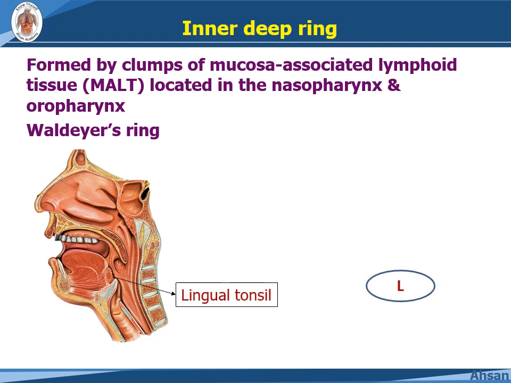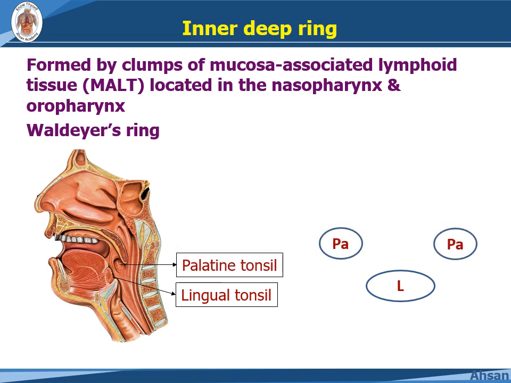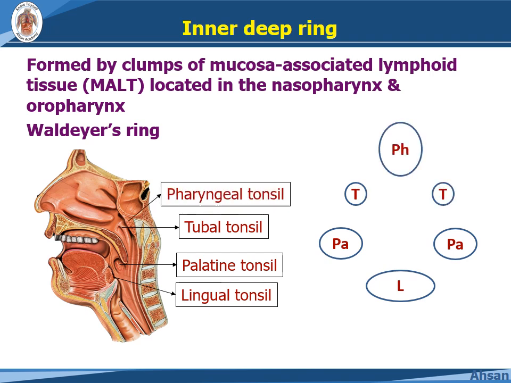In the dorsum of the tongue, the posterior part contains the lingual tonsils, a group of tonsils. Then in the lateral wall of the oropharynx there are the palatine tonsils, and in the lateral wall of the nasopharynx, the tubal tonsil. In the posterior superior part of the nasopharynx is the pharyngeal tonsil. So these together make a ring: the pharyngeal tonsil, the tubal tonsils, the palatine tonsils, and the lingual tonsils.